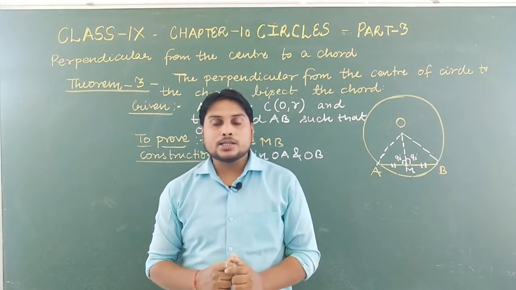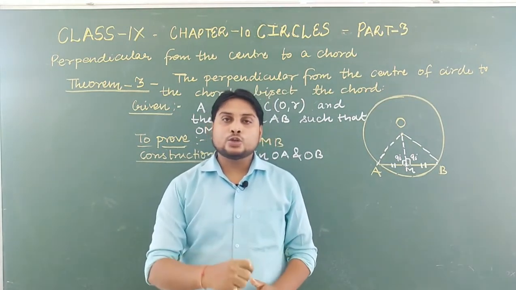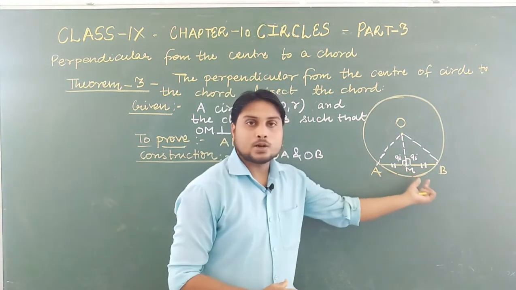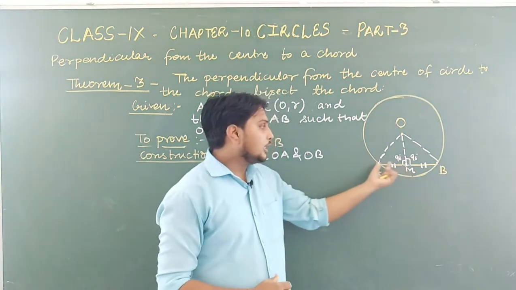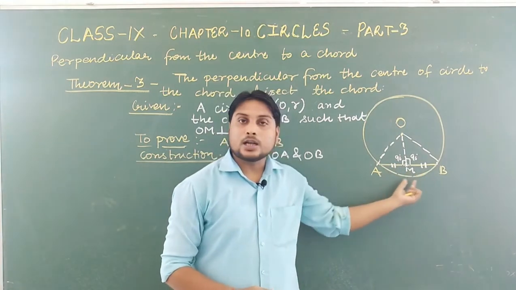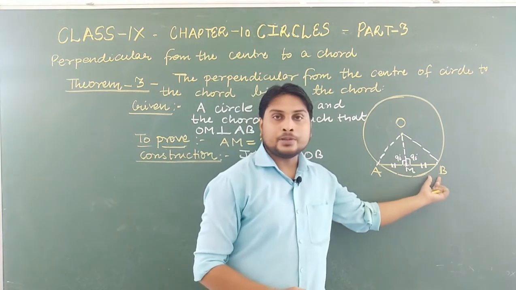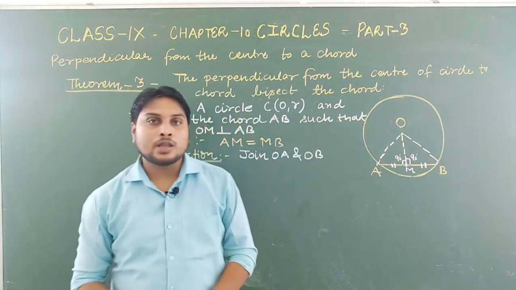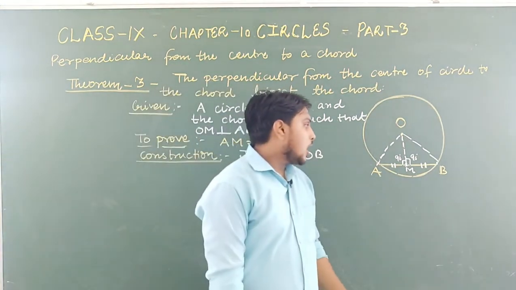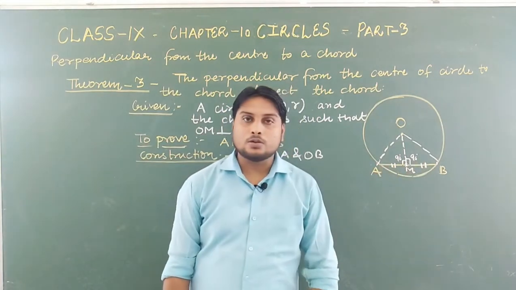So again students, we are having two triangles, and if somehow we show that two triangles are congruent, then easily we can say that the corresponding parts of these two triangles, that is AM and MB, will be equal. Now the question is, how will we prove that these two triangles are congruent?